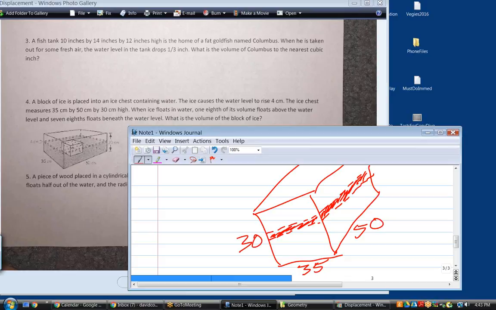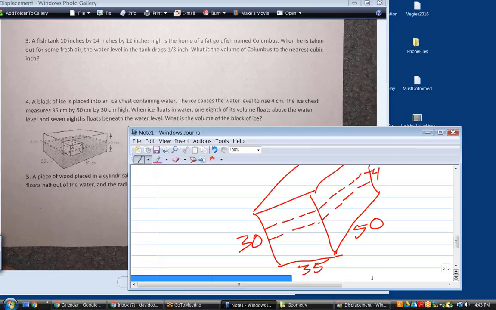Now, this time, when they drop in an ice cube or a piece of ice, it doesn't get totally submerged because ice floats on water. But the sentence tells you that 1/8 of the volume floats above the water, 7/8 floats below the water. What's the complete volume of the ice? Well, first of all, what happens? When we drop the ice in, it raises the water level by 4 inches. So that measurement is 4.